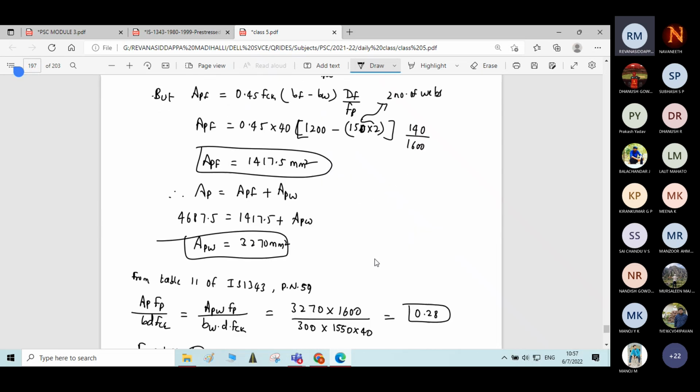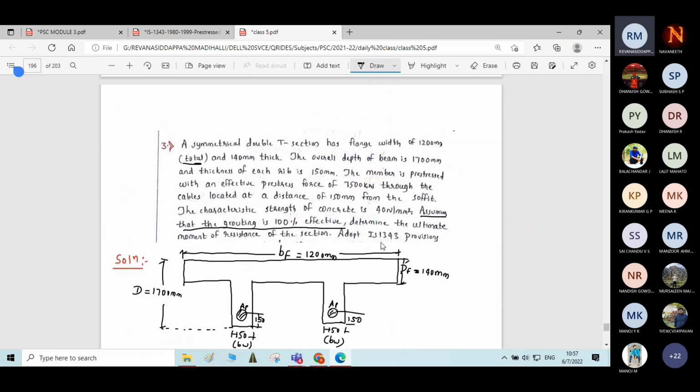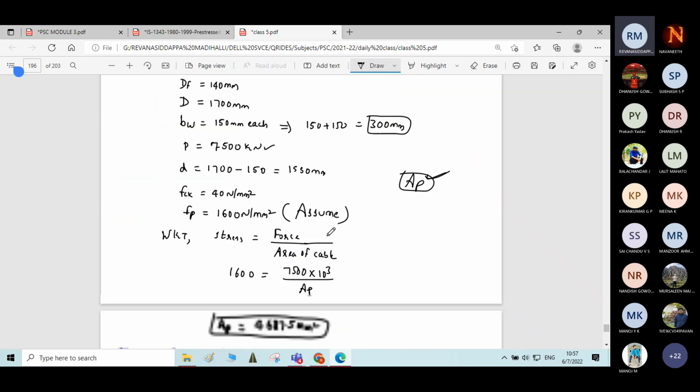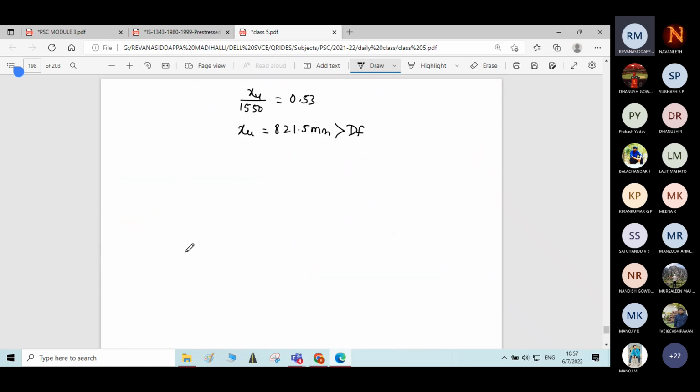Depth of flange is how much? Depth of flange is only 140 mm. So depth of neutral axis more than depth of flange means the neutral axis lies within the web portion. Hence, our assumption is correct.